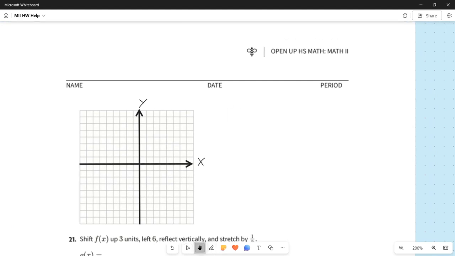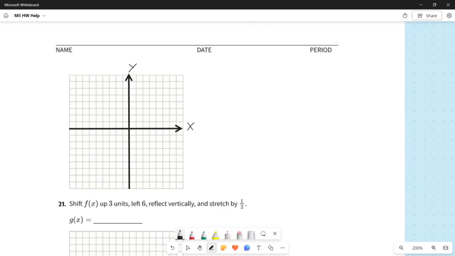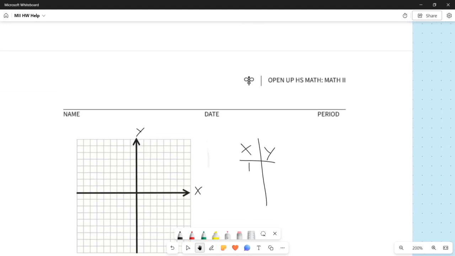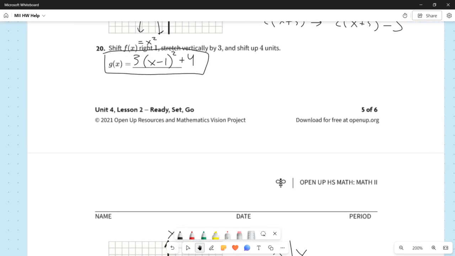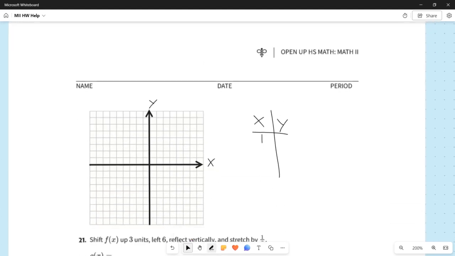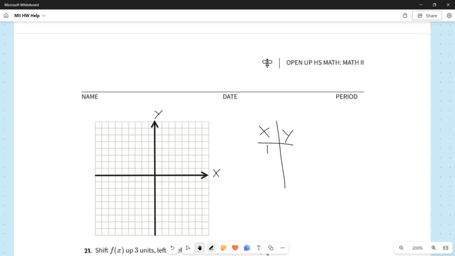So with x and y, I know my vertex is going to pop up when x equals 1, because that is what causes the thing that's getting squared to equal 0. So you plug in a 1. 1 minus 1 is 0, which is what we want. 0 squared is 0, 3 times 0 is 0, and 0 plus 4 is 4. So it's the vertical shift. All right, so let's go ahead and plot that. 1 comma 4.